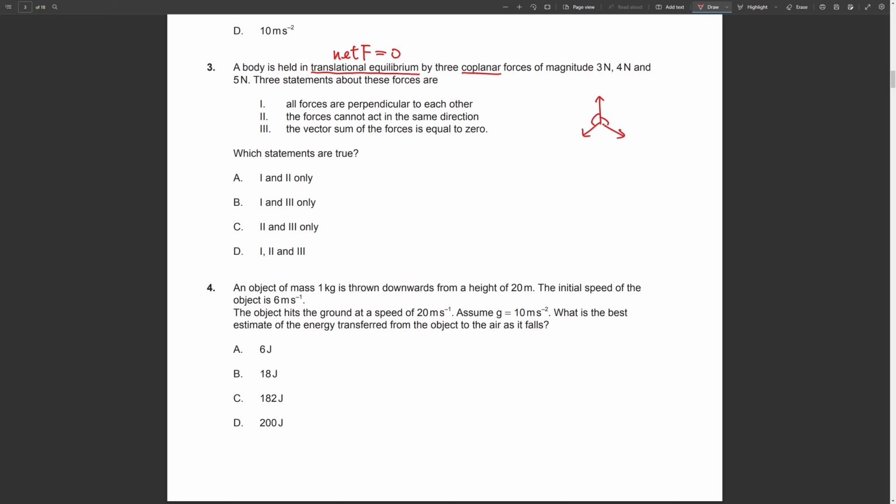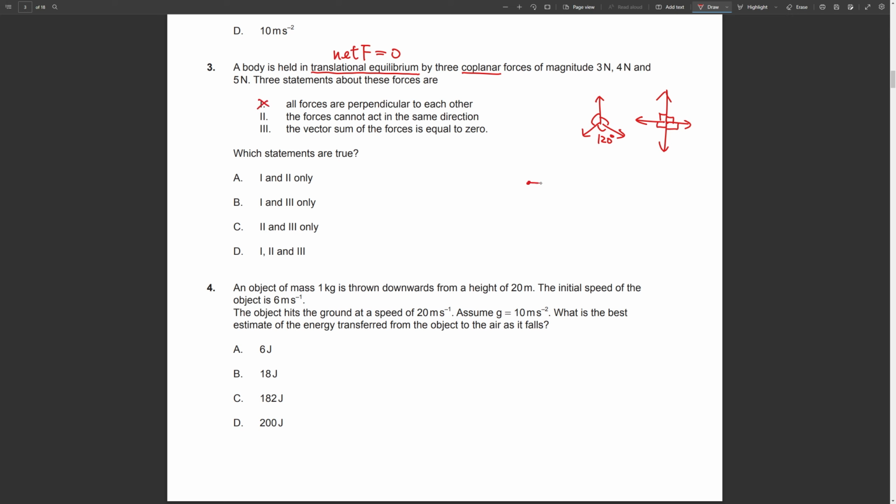There could be three forces creating each of the angles being 120 degrees. When arrows are perpendicular to each other while they are coplanar, the only way to achieve it is to create 4 arrows so that they are all perpendicular to each other. So statement 1 is wrong.